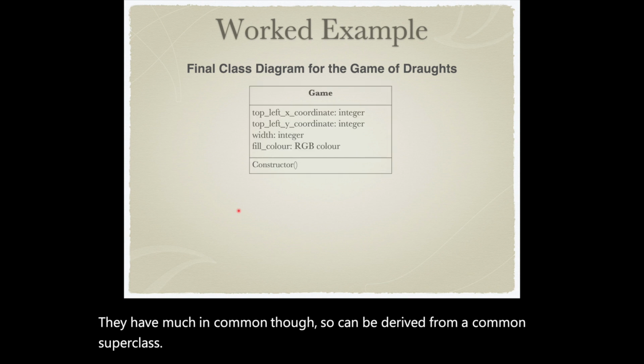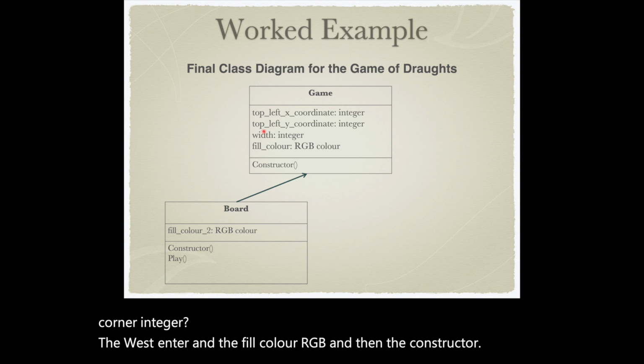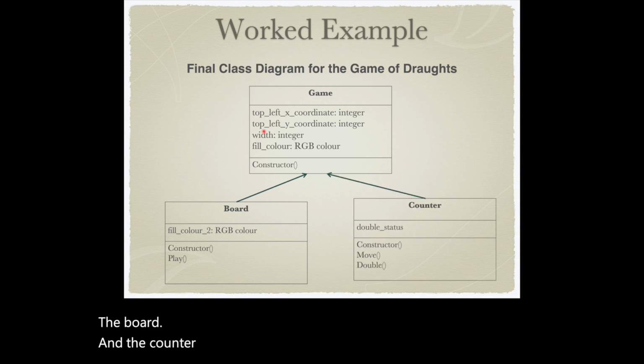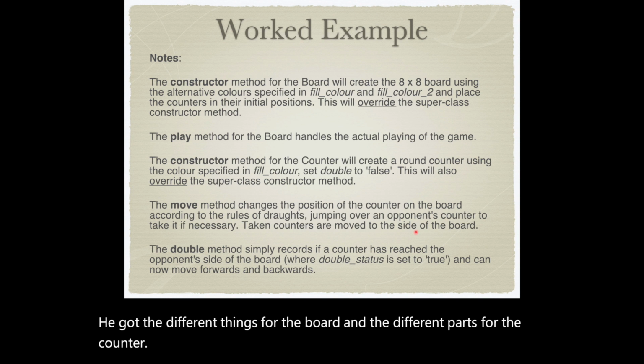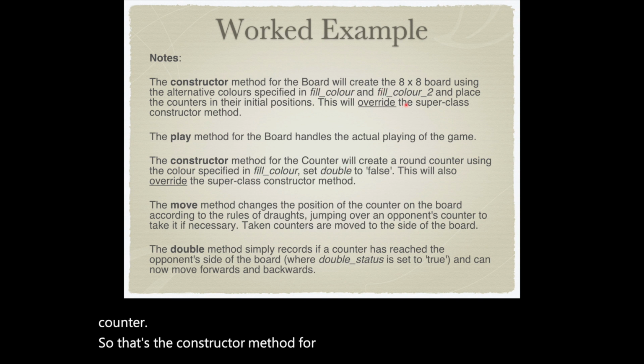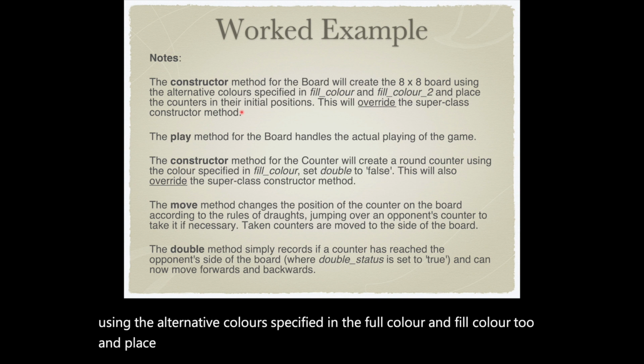So here we have the game. We have top left X coordinate integer, top left Y coordinate integer, the width integer, and the fill color RGB, and then the constructor. The board and the counter are the subclasses. You've got the different things for the board and the different parts for the counter. So notes, the constructor method for the board will create the 8x8 board using the alternative colors specified in the fill color and fill color 2, and place the counters in their initial positions. This will override the superclass constructor method.